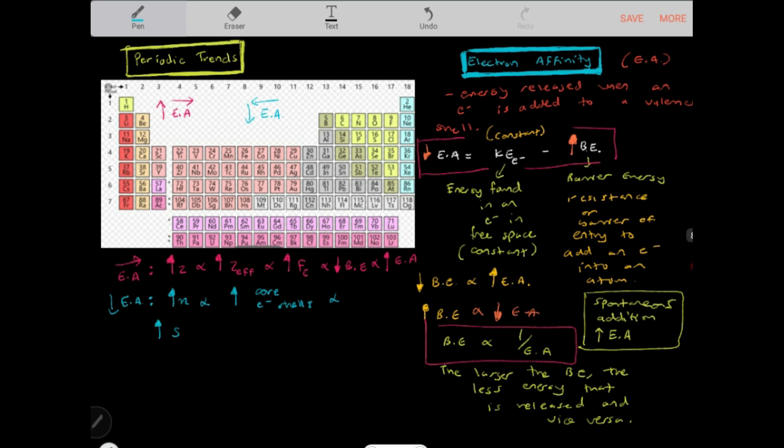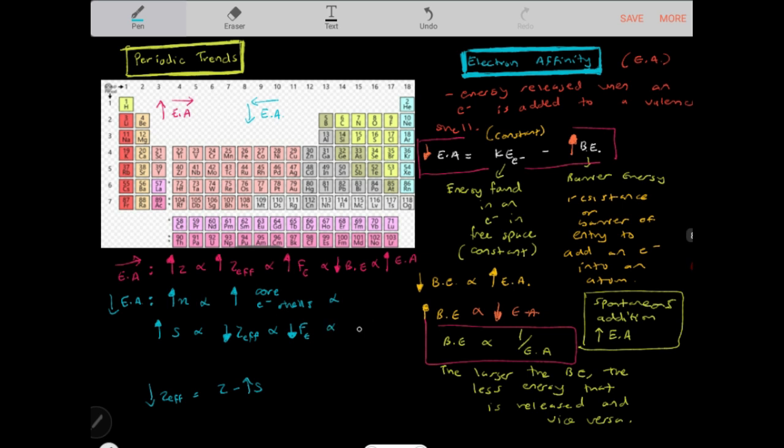Because we have a larger impact of the shielding effect, the shielding effect will cause a dilution of the effective nuclear charge, right? Because we understand that the effective nuclear charge is nuclear charge minus shielding. If shielding increases, then the effective nuclear charge is going to decrease. As a result, the force of attraction decreases. Now there's less of an attractive pull to add an electron in, so there's more resistance, right?